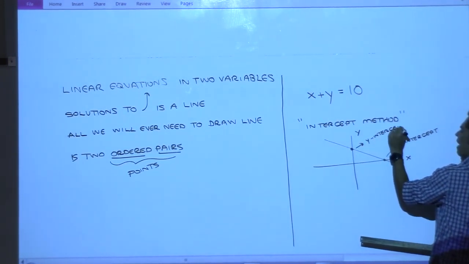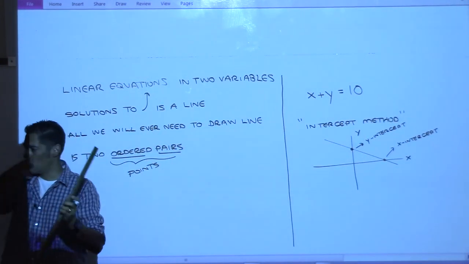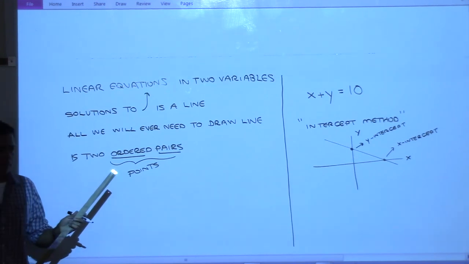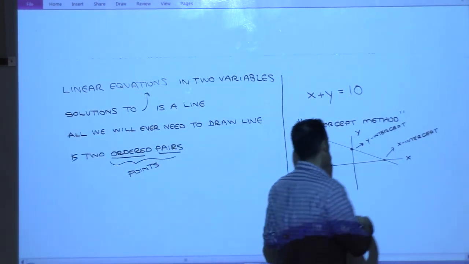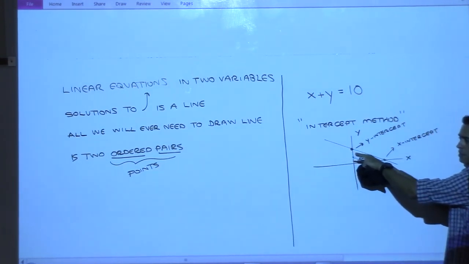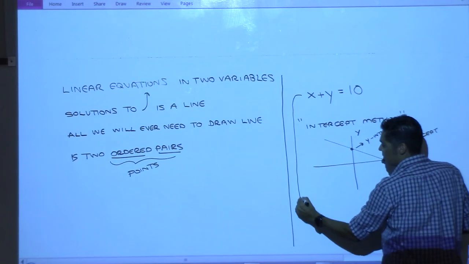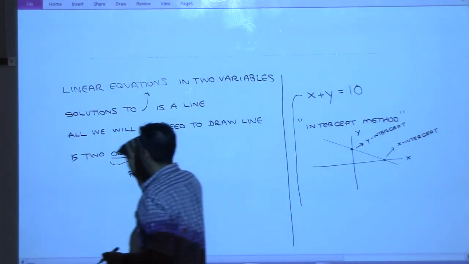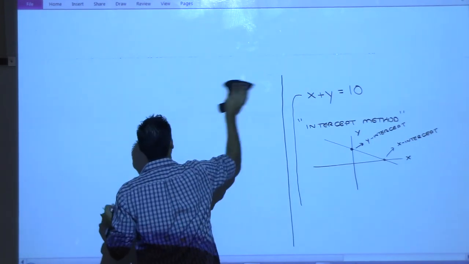So do you agree that if we could find those 2 points, that's all we'd ever need? We just draw a straight line through them? Okay? So that's what we're going to do. This intercept method is going to have us go out and try and find these 2 points. So let's do it for this one. And here's the standard procedure. The standard procedure for the intercept method is as follows.